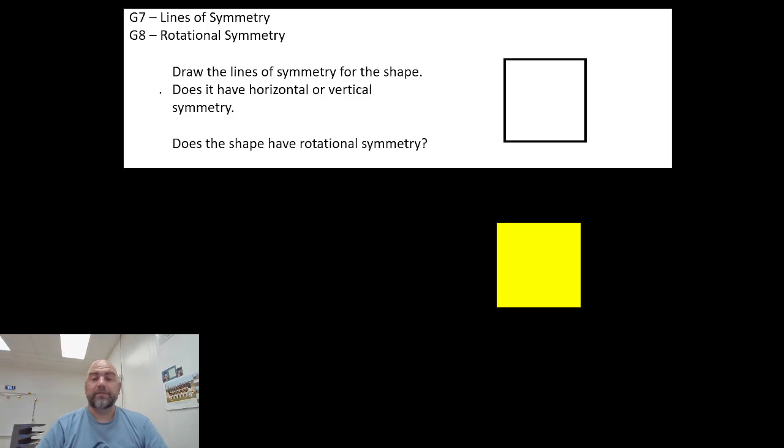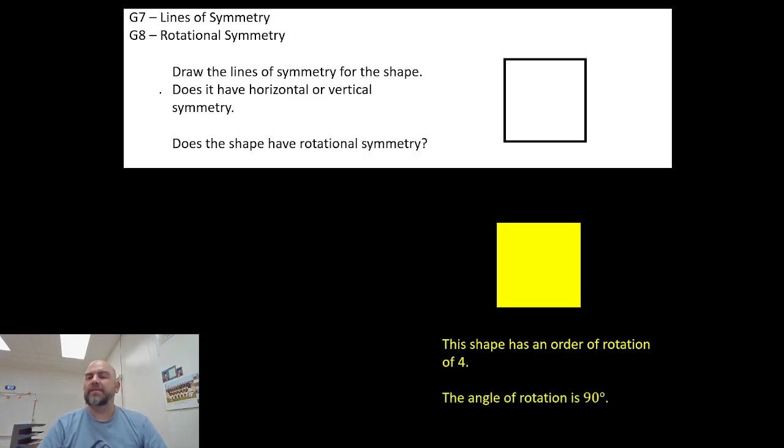Now, does it have rotational symmetry? Well, yes, we can rotate it 1, 2, 3, 4 times around that axis. So in other words, this one's going to have an order of rotation of 4, because it can go 4 times around, or it matches up 4 times in one rotation. And that means its angle of rotation is 360 degrees divided by 4, which is 90 degrees.